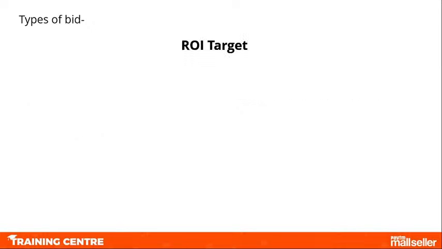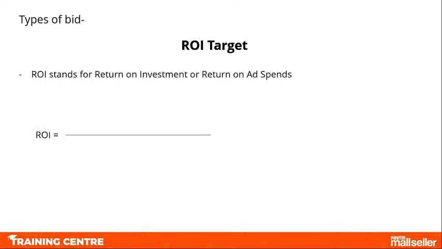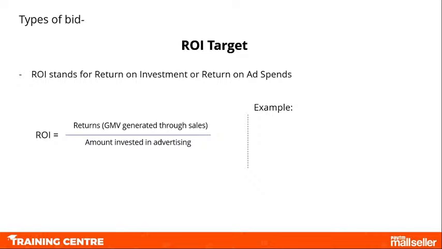Second is the ROI target. ROI stands for return on investment or return on ad spend. It is simply the returns that you get through sales, that is GMV in rupees, by investing in Paytm PLAs. For example, if you invest 100 rupees in PLA and are expecting a gross merchandise value of rupees 500, then your ROI would be 500 by 100, which is equal to 5x times, that is 5 times. So you can set your ROI as 5.